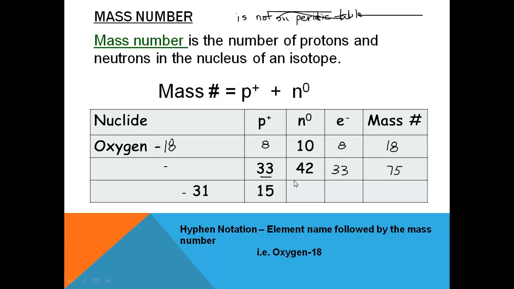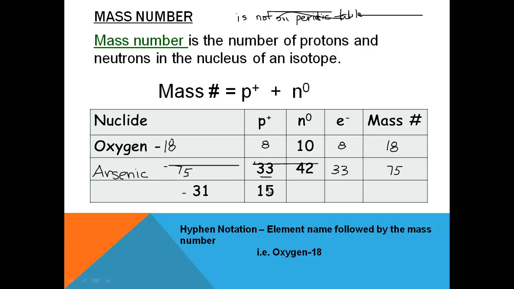How do we figure out which element this is? Hopefully, you said we look at the periodic table. We look at element number 33, which is abbreviated AS. If you look at the name, it's called arsenic. And for arsenic, we need our hyphen notation, we need the mass number here, so it would be arsenic-75.